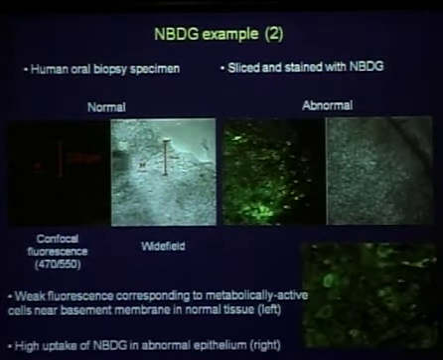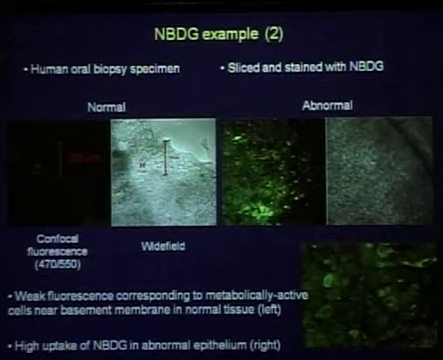If I compare the uptake that I get in a normal oral biopsy to that of an abnormal oral biopsy, you can see substantially more uptake of the contrast agent. And these were taken with the same laser power and the same gain.